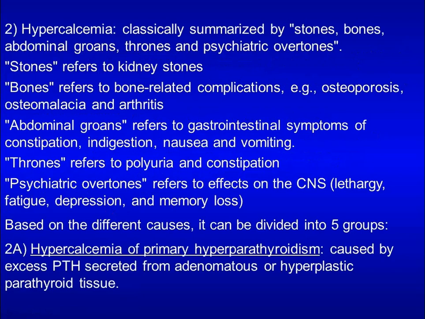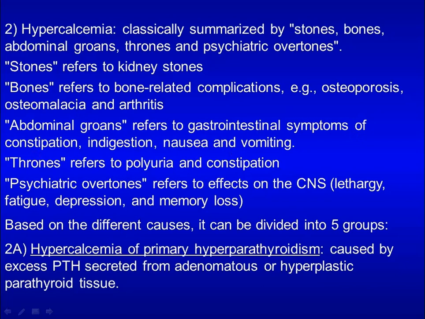Hypercalcemia is a condition with high levels of calcium in the blood. It is classically summarized by stones, bones, abdominal groans, thrones, and psychiatric overtones. Stones refers to kidney stones. Bones refers to bone-related complications such as osteoporosis, osteomalacia, and arthritis. Abdominal groans refers to gastrointestinal symptoms of constipation, indigestion, nausea, and vomiting.